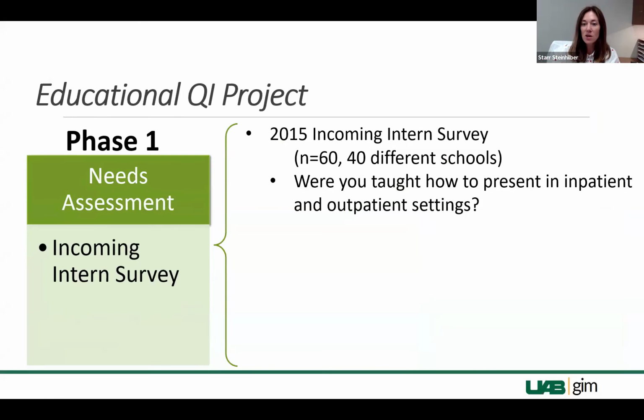So going through those, the needs assessment. This goes all the way back like 10 years now. So in 2015, it was really Dr. Kramer, and I just finished my chief year, and Dr.